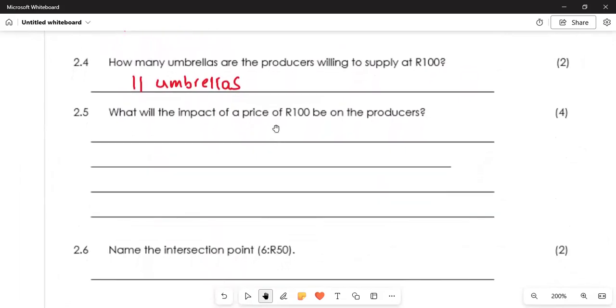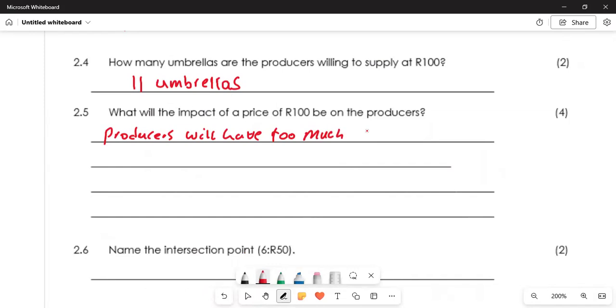what will be the impact of a price of 100 on the producers? Producers will have too much stock for the demand. It means that producers will have too much stock for the demand.